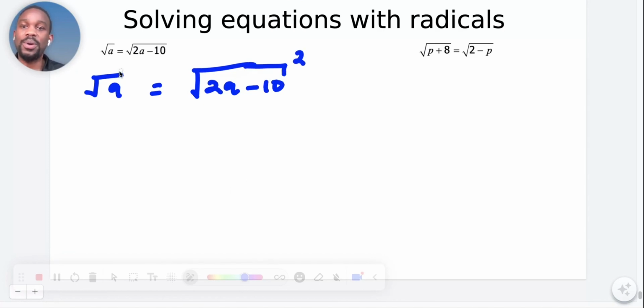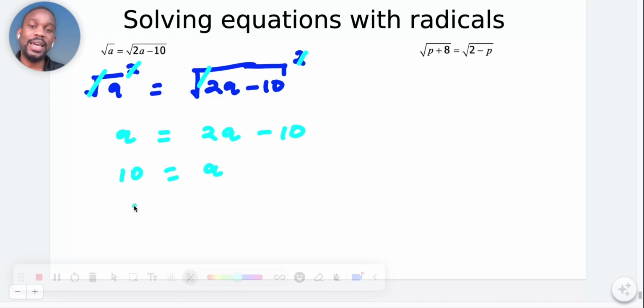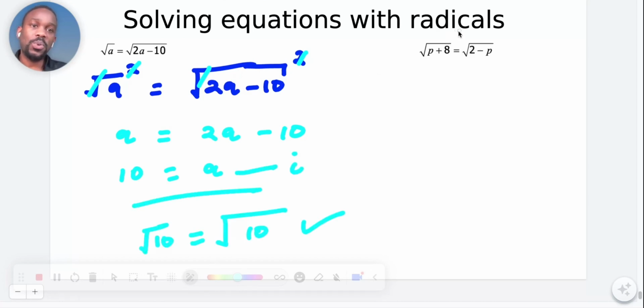Square both sides of the equation. This root will cancel with this square. This root will cancel with this square because you're undoing the root. And then you'll be left with a being equal to 2a minus 10. You see how that becomes even simpler? You get a. Going to this equation, again, square both sides of the equation.